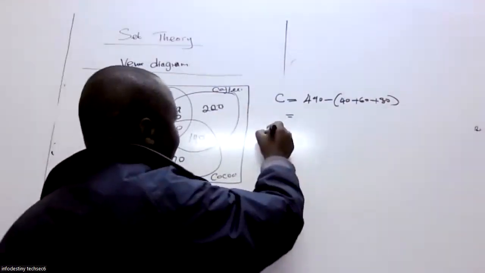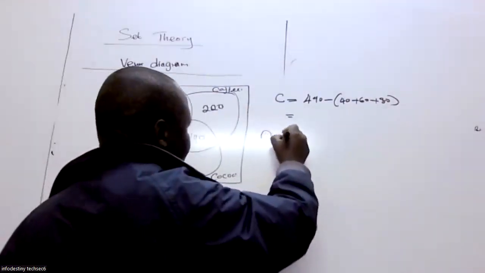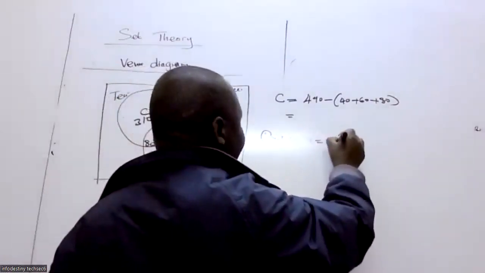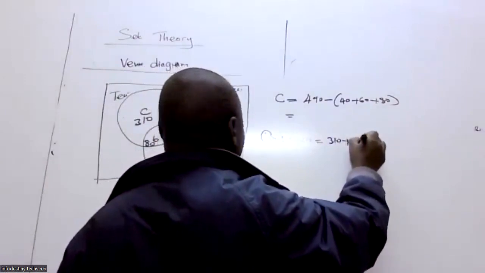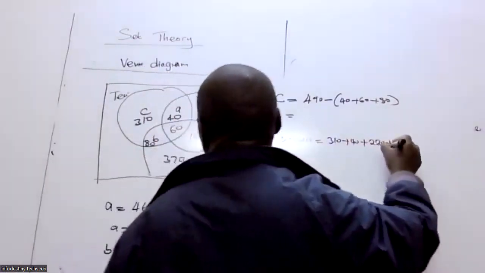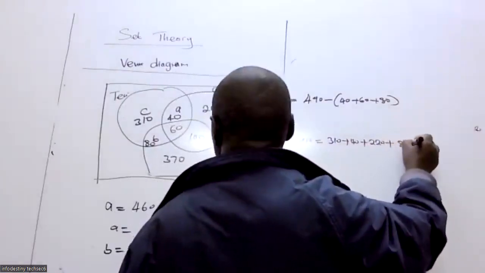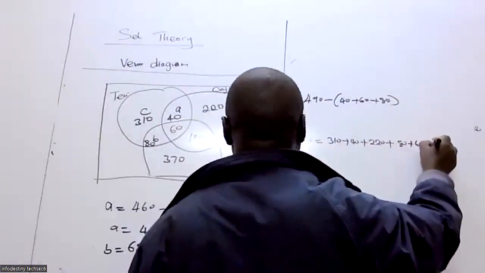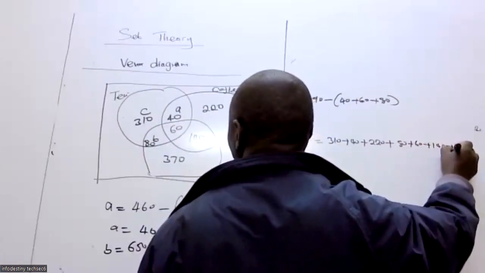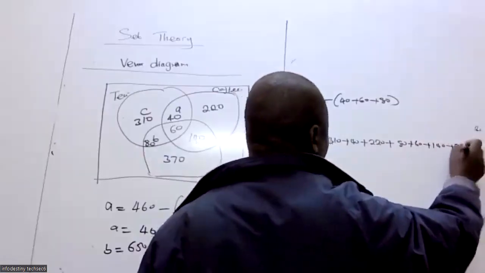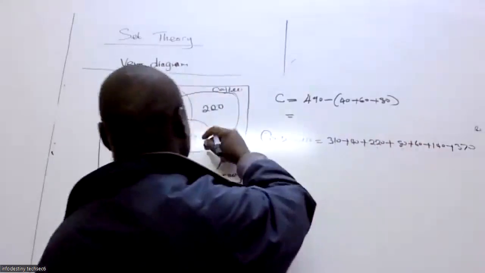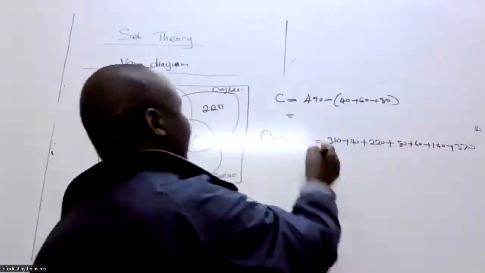So the total value of the consumers will be equals to 310 plus 40 plus 220 plus 80 plus 60 plus 140 plus 370. 1, 2, 3, 4, 5, 6, 7.